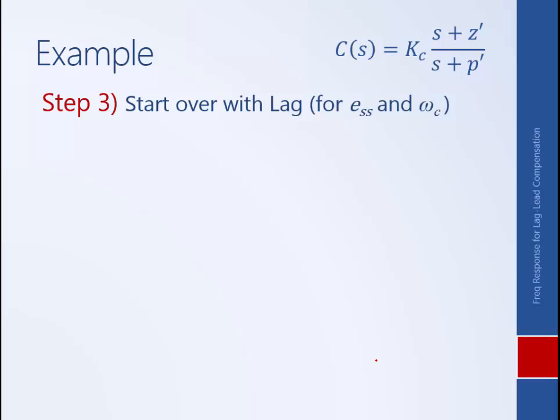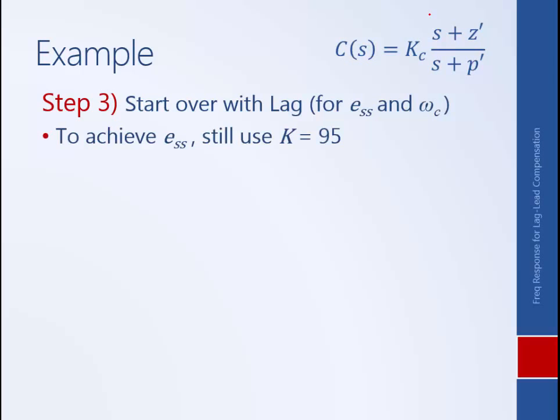So since we're going to do our lag lead, we throw out the lead that we designed and we start over and design a lag compensator. Here we're going to only try to achieve 2 of the 3 requirements, the steady state error and the crossover frequency. The procedure that will follow will be similar to what we did in a previous lecture, but in that lecture we weren't trying to achieve a particular crossover frequency, we were trying to achieve a particular overshoot or phase margin. This is the basic form of the lag compensator we're going to design.